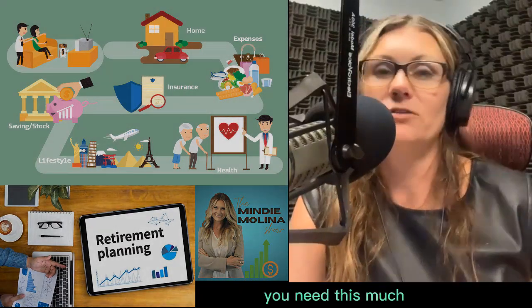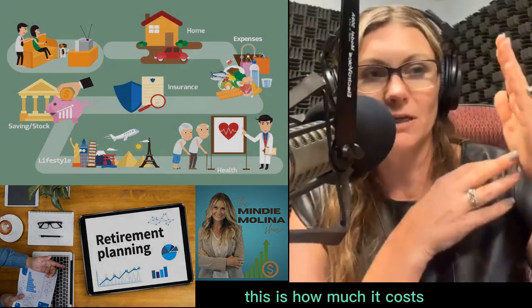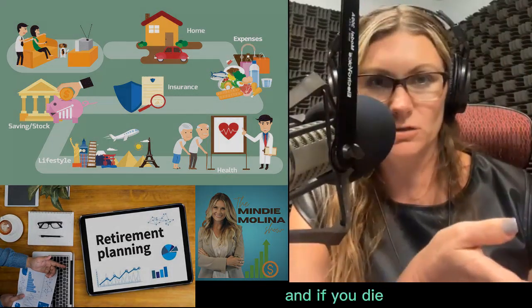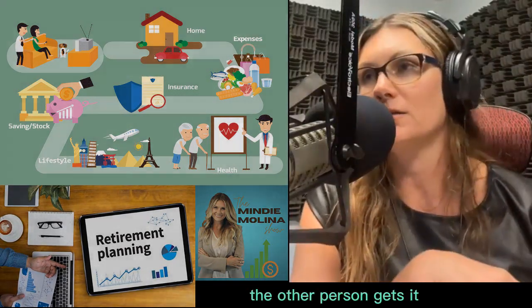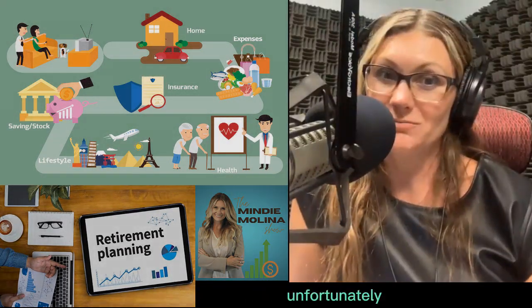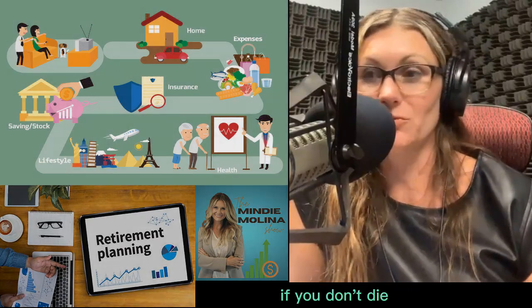Then life insurance is easy. We do the math and say, you need this much life insurance. This is how much it costs. And if you die, the other person gets it. We know how that works. The tricky one is long-term care. It's just not that simple, unfortunately.